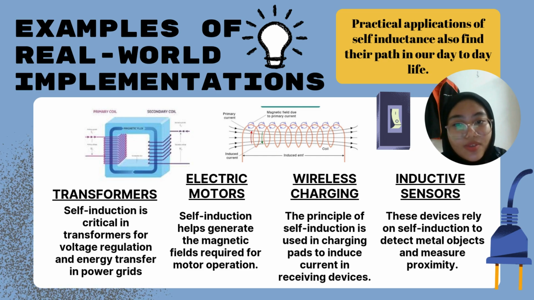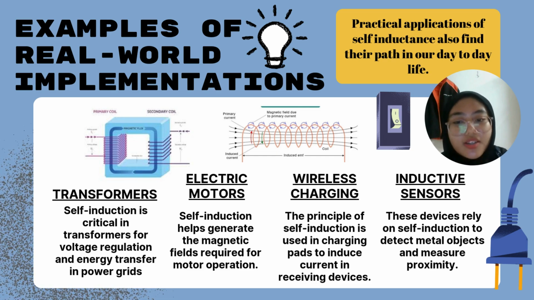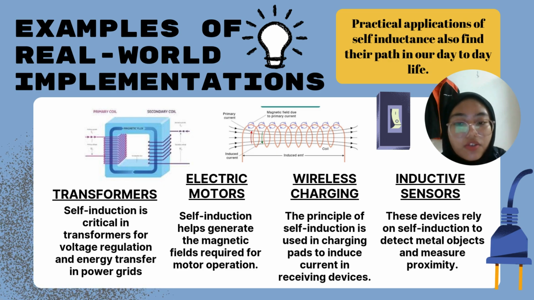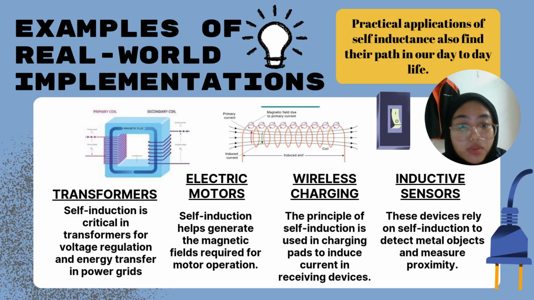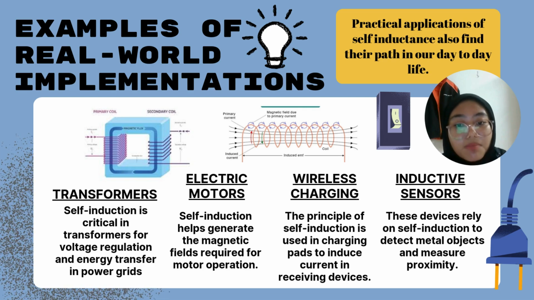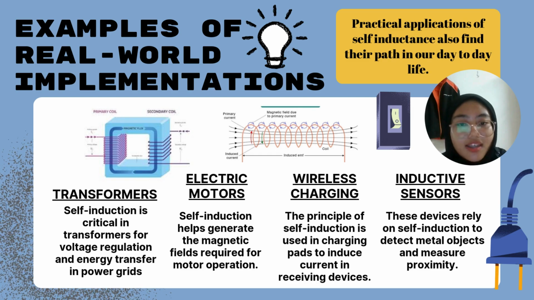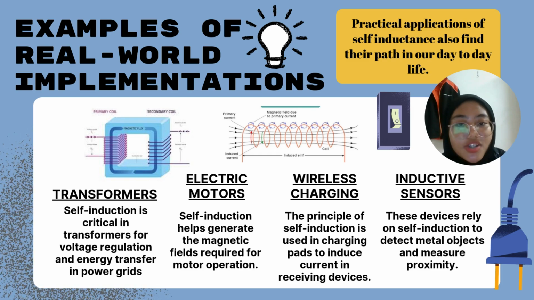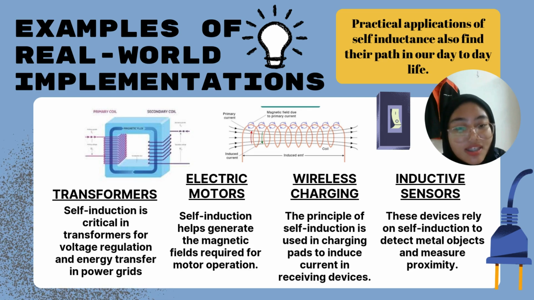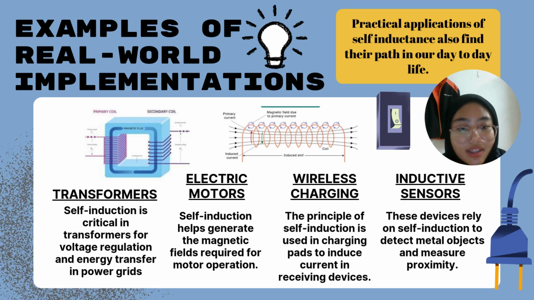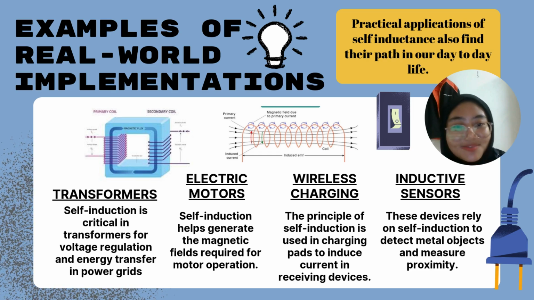Okay, so let's continue with the examples of real-world implementations. So firstly, the transformers. Self-induction is critical in transformers for voltage regulation and energy transfer in power grids. Secondly, electric motors. Self-induction helps generate the magnetic fields required for motor operation. And thirdly, wireless charging. The principle of self-induction is used in charging pads to induce current in receiving devices. And lastly, inductive sensors. These devices rely on self-induction to detect metal objects and measure proximity.